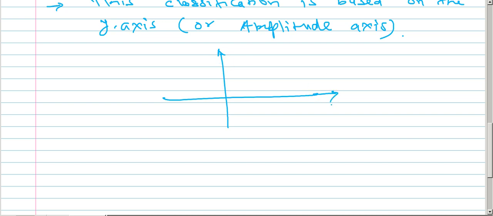For example, consider this signal. This is t, this is x of t, and as we can see, this signal can take any value on the y-axis. You take any point on the y-axis and there is a possibility that the signal can take that value. There is no restriction on the values this signal can take. So this is known as an analog signal.